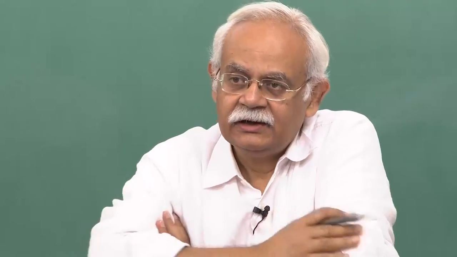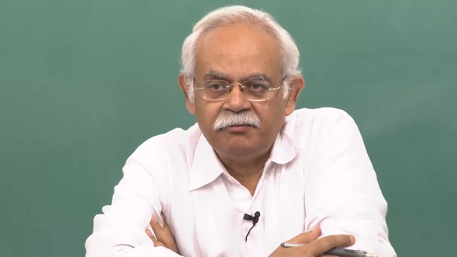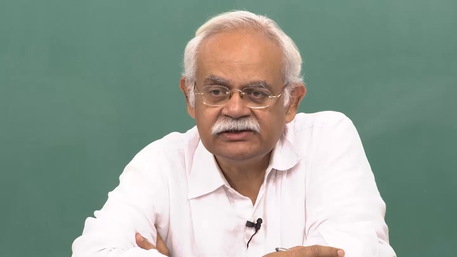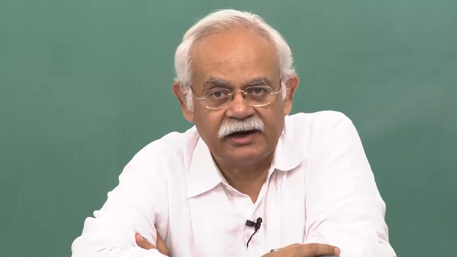Now, carrying forward, let me introduce to you the concept of maturity of concrete. We've discussed that strength of concrete depends on both the age and the temperature, and therefore we can take that the strength is a function of the time multiplied by the temperature. This product of time and temperature has been referred to as maturity of concrete. In the literature, you will find that there is something called a datum temperature, usually taken as minus 10 degrees centigrade. That datum temperature really means that it is only the temperature above this number which counts towards calculating the maturity of a concrete at any given point in time.